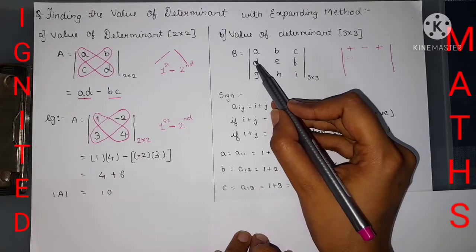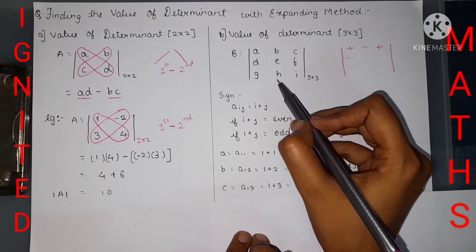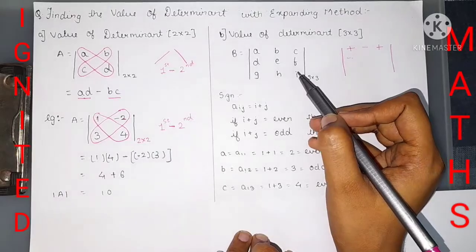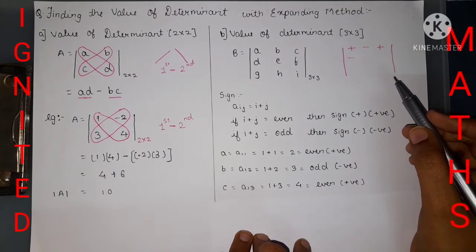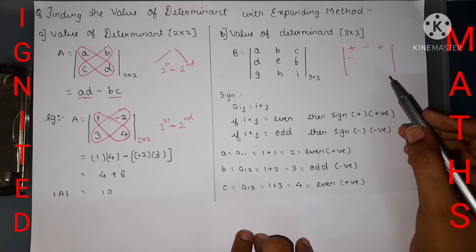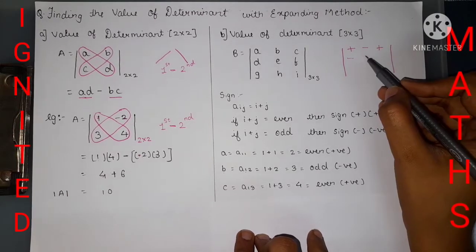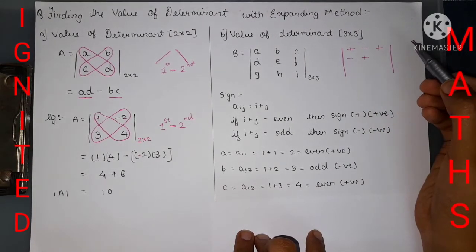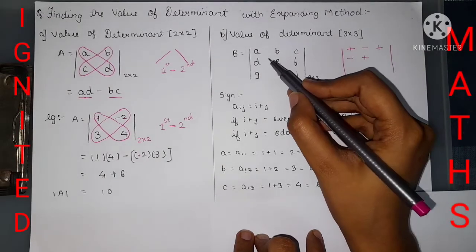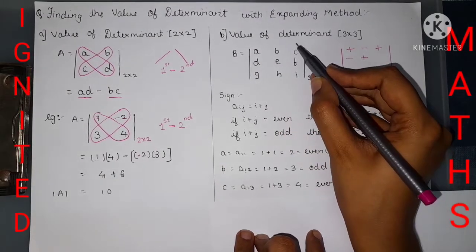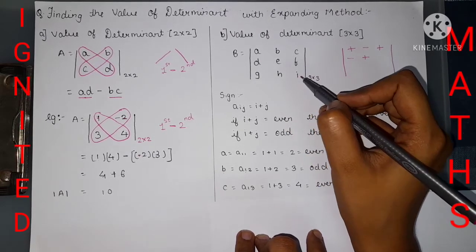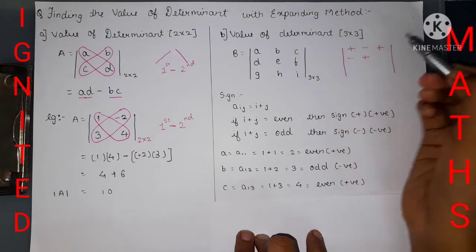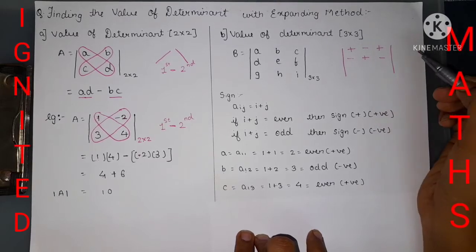Now the E is presented in second row and second column, so 2 2, right? If I add both the terms, 2 plus 2, I get the even number 4, so it will be conducted as positive sign, right? Now for F, F is presented in second row and third column, so 2 plus 3, which is 5, an odd number, so the sign will be negative.